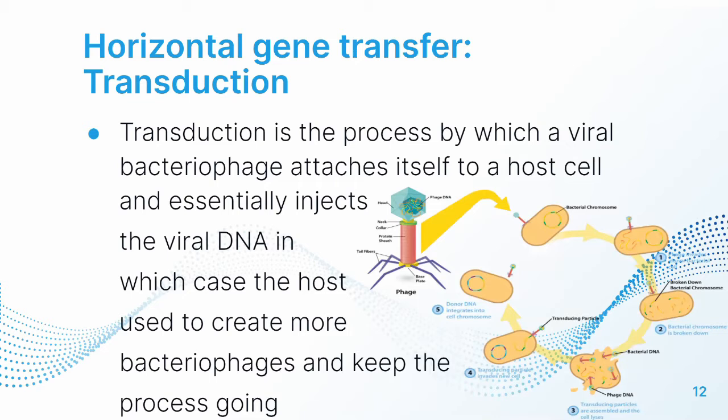Transduction is the process by which a viral bacteriophage attaches itself to a host cell and injects the viral DNA into the bacterial host. And the bacteriophage DNA will then be integrated into the bacterial chromosome. And from there, it will utilize its reproductive functions to create more of the bacteriophage and cause the cell to lyse and die, but it will spread more of the bacterial DNA, causing an endless loop, as you can see from the diagram.